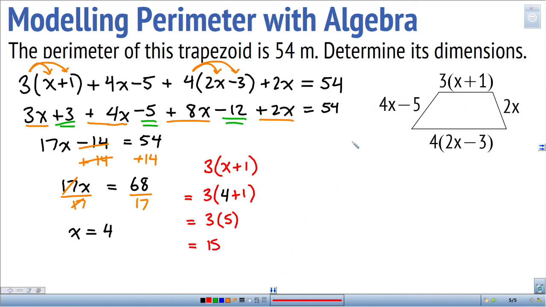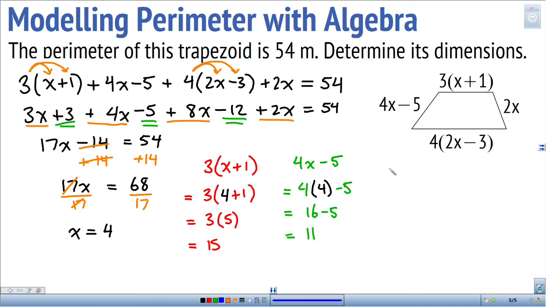Let's look at another side here. It says 4x minus 5. That's equal to 4, and instead of writing x, I'm going to substitute the value of x, which is 4, and then minus 5. 4 times 4 is 16. And then if you subtract 5 more, that would be 11.